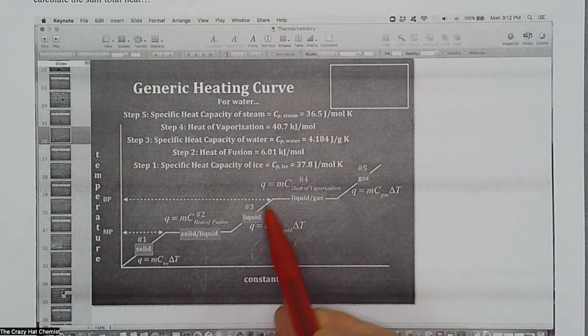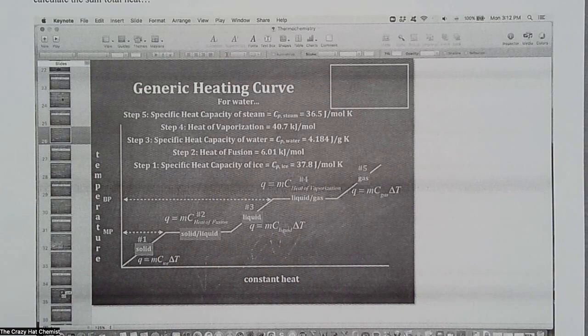As we proceed with this graph, continually adding constant heat and moving along the x-axis, it's step number 3 right here: Q equals mc delta T for the liquid.